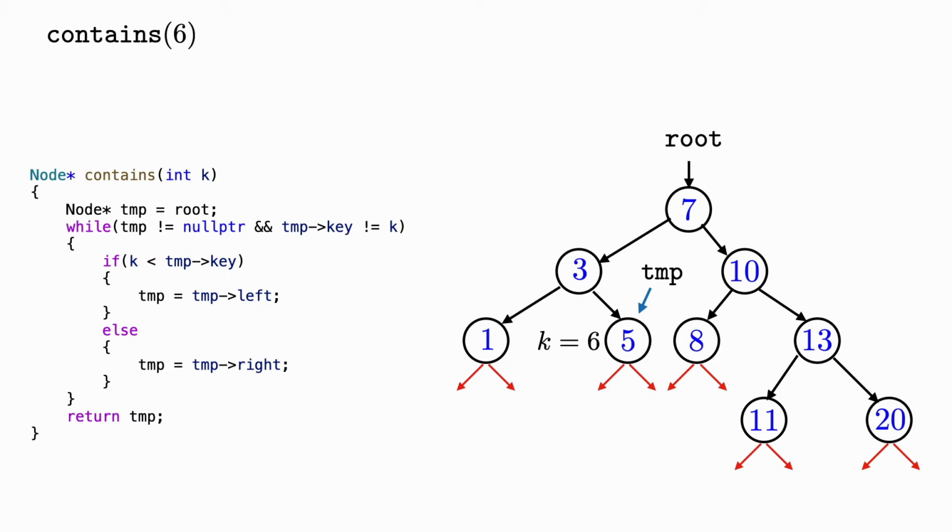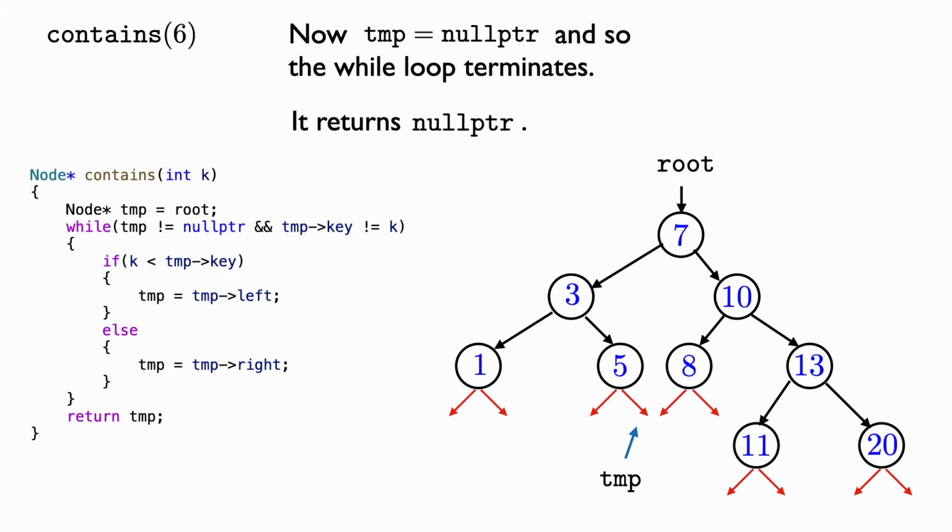We compare 6 and 5, and 6 is greater than 5, so we update temp to point to the right child of the node containing 5. Now temp becomes null pointer. As temp is null pointer, the while loop terminates, and we return null pointer. This is the behavior we want in this version of contains, where the return value is a pointer to a node. Again, if we wanted to just return a Boolean value, we could just return whether or not temp is equal to null pointer at the end of the while loop.